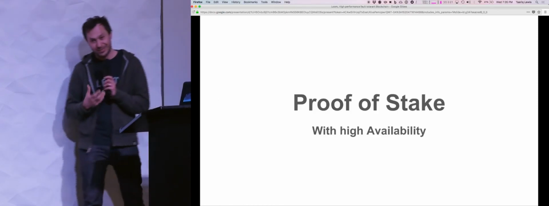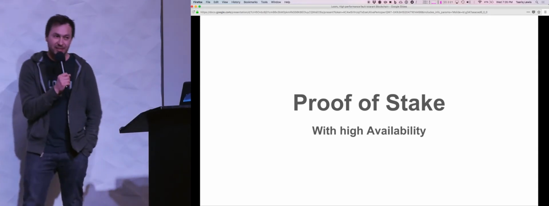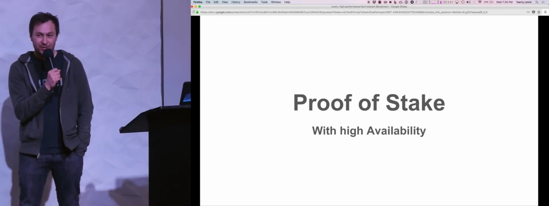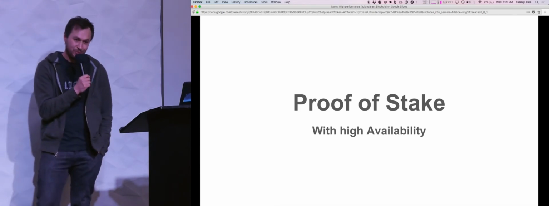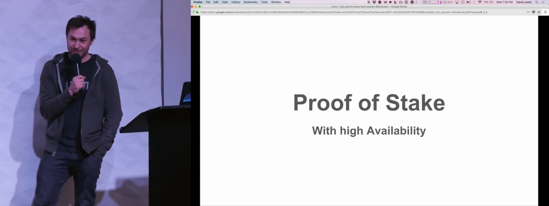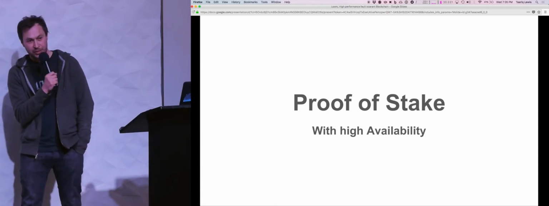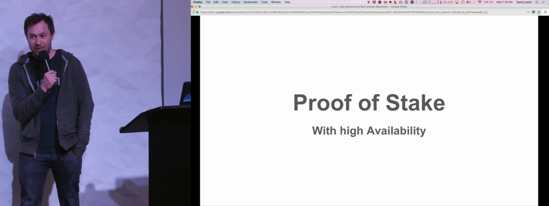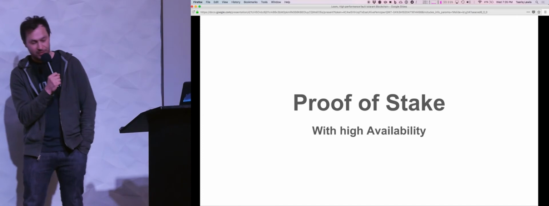So what's cool about this is we can actually build a proof of stake system with high availability. If you know what CAP theorem is, you have to pick either consistency or availability. We can actually pick availability with some human bounds. And that means that when there's a network partition, we have enough human time to figure out which one we're actually going to pick.